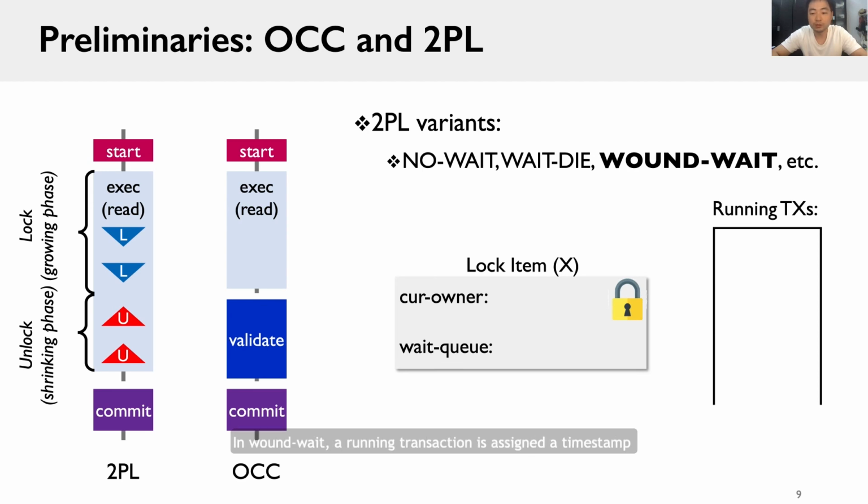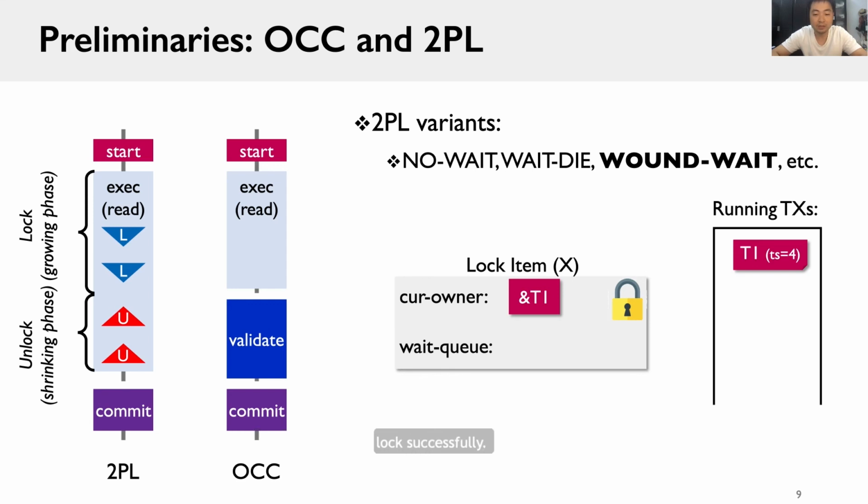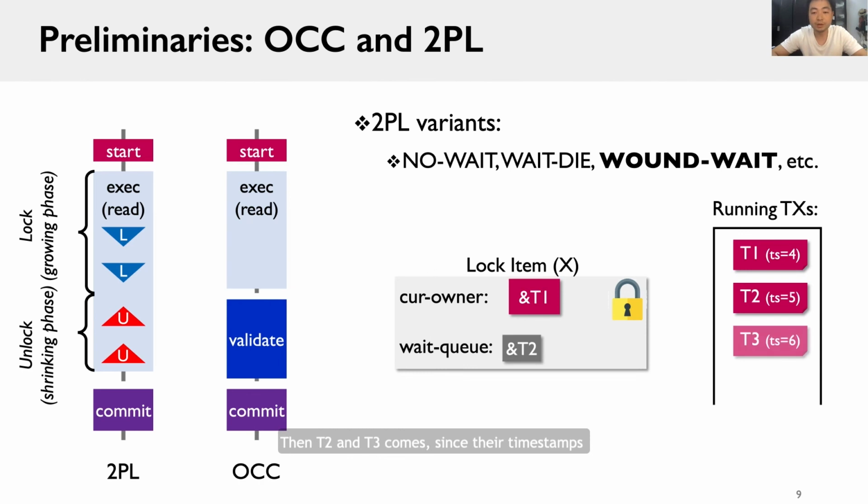In wound-wait, a running transaction is assigned a timestamp before it starts, and lock conflicts are resolved by comparing their timestamps. For example, when a running transaction T1 with a timestamp of 4 acquires a lock of item X, since the current lock owner is empty, T1 acquires the lock successfully. Then T2 and T3 come. Since their timestamps are higher, they are pushed into the waiting queue. Now, a transaction T4 with a timestamp of 3 comes.